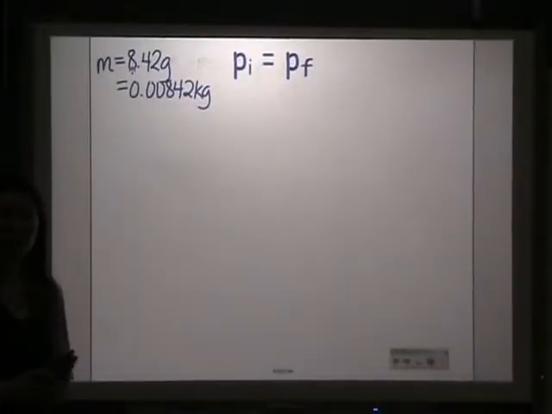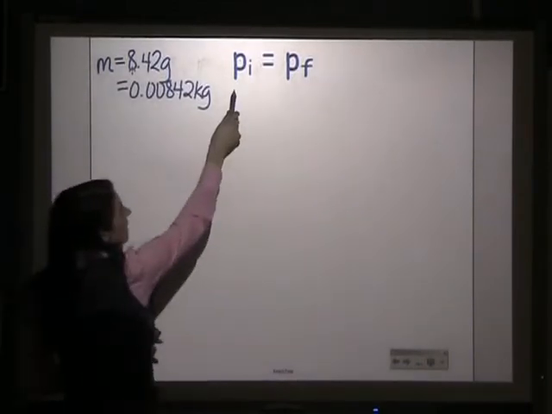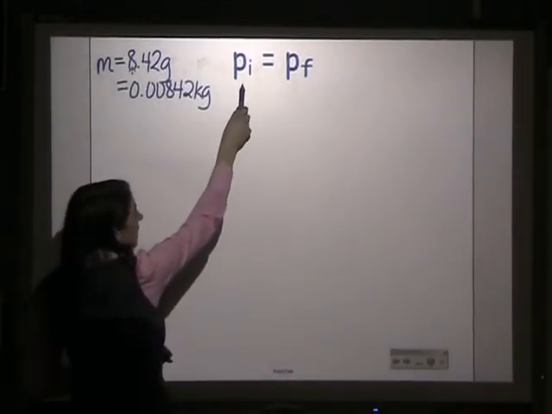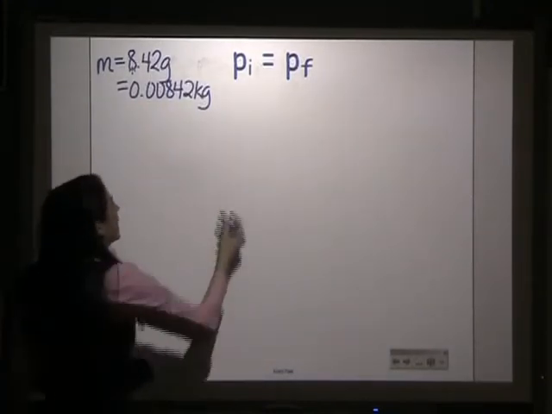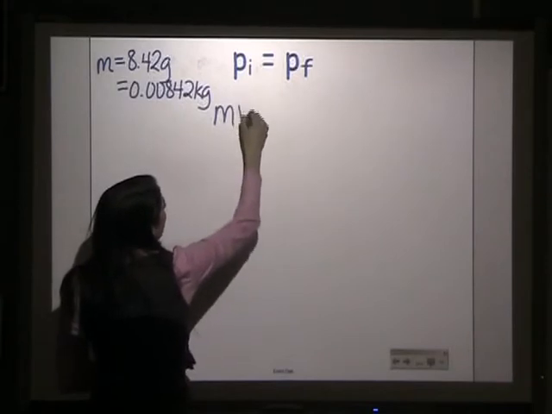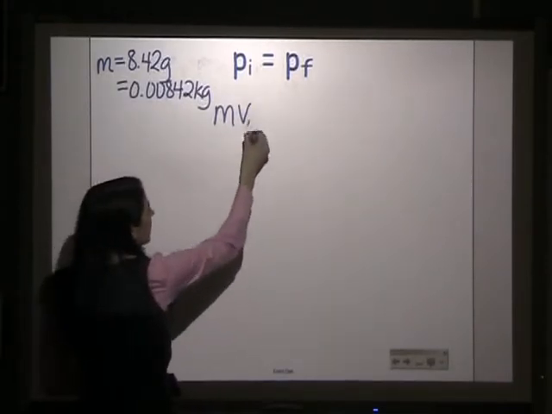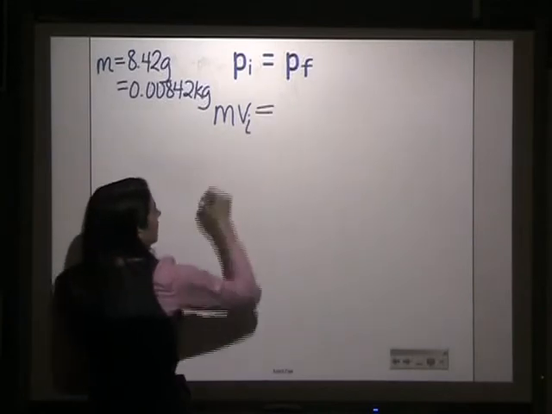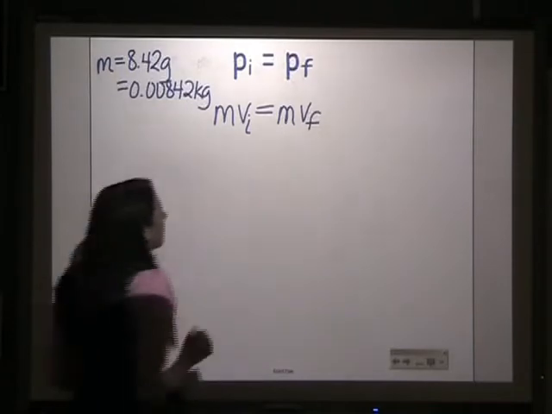This is the part where we'll do our calculations and see if momentum has been conserved in our experiment. So the conservation of momentum tells us that the initial momentum should equal the final momentum. And remember, momentum is mass times velocity. So we're hoping that the mass times the initial velocity will equal mass times the velocity final.